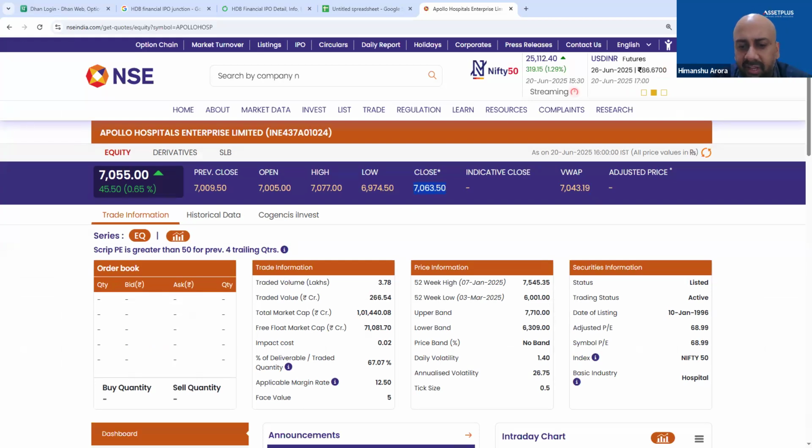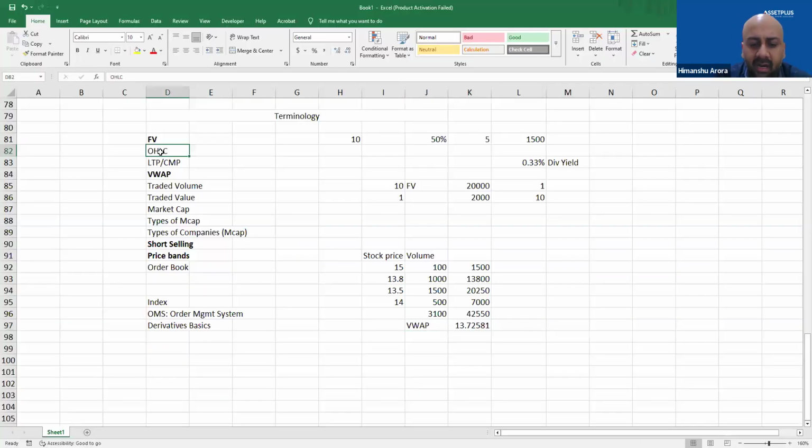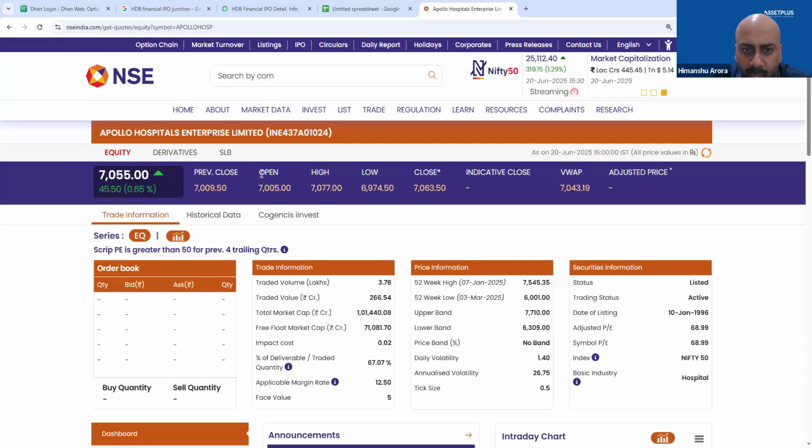So we have talked about various terms. We have talked about open, high, low, close, LTP, CMP, VWAP, and also the closing price. So open price, the price at which the stock opens, high price, the highest, low, the lowest. Close is not the LTP. Close price is basically the VWAP of the last 15 minutes or 30 minutes, depends upon the product basically. And this was the last traded price.